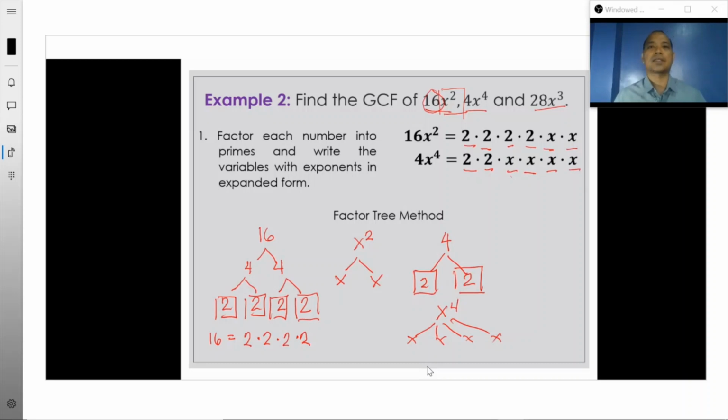For 28x cubed, we start again with 28 and use the factor tree method for that. X cubed, we also decompose that as x times x times x. So that should give us the prime factorization form of 28x cubed, which is 2 times 2 times 7, and then 3 x's.